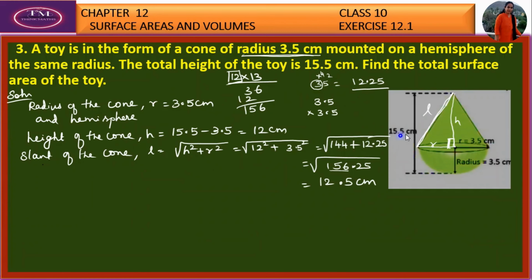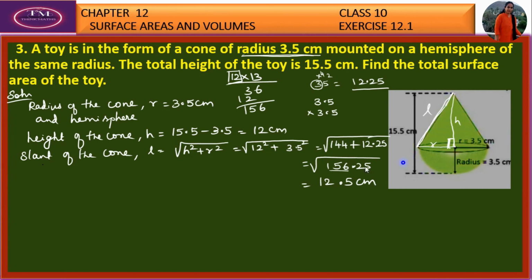Now we have to find out the total surface area of the toy. So in the total surface area, only the curved surface area of the cone and curved surface area of the hemisphere is included, because the base area of the hemisphere and base area of the cone are joined together, so they are not visible. So only in the outer part we can see the curved surface area of the cone and curved surface area of the hemisphere. I think you can understand this without any practical objects.